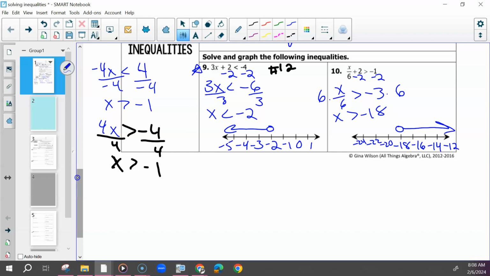Again, if you're not sure, pick a number, put it in for x, and see if it makes it true or not. So like negative 24 is not greater than negative 18, but negative 12 is greater than negative 18. When you finish that, go on to the next page.